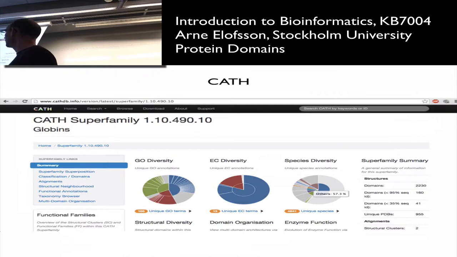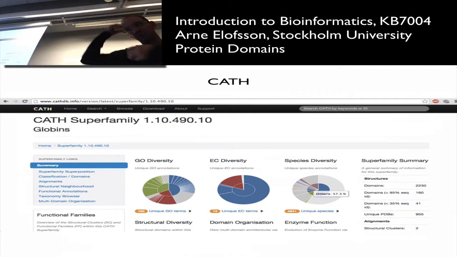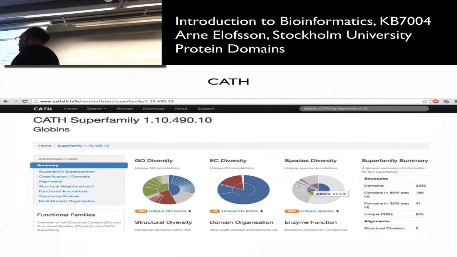Which tells you something about CATH family 1.1.490.10, which are globins. And you can look at things like the gene ontology diversity. So among the globins, what different functions have been assigned? Are there different enzyme activities? Are there different species? You have enzyme function, domain organization, how it's combined with other domains, etc. So there's a lot of data, and you can go further and look into it. So it's rather useful.